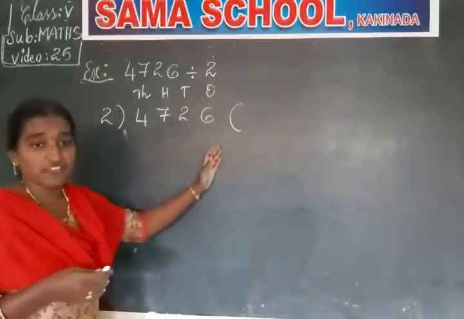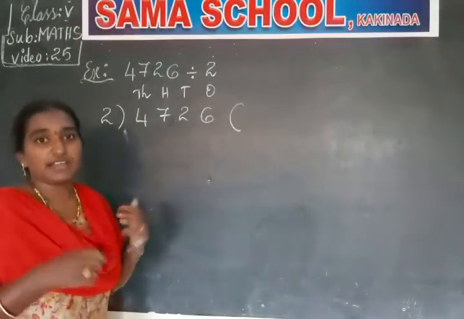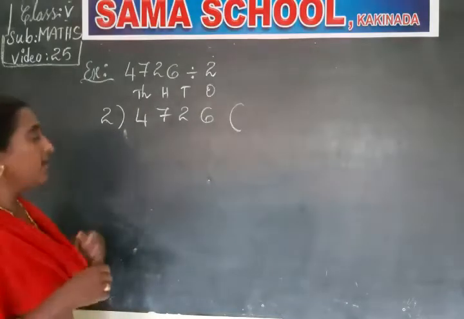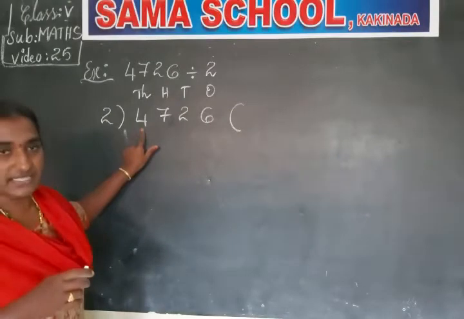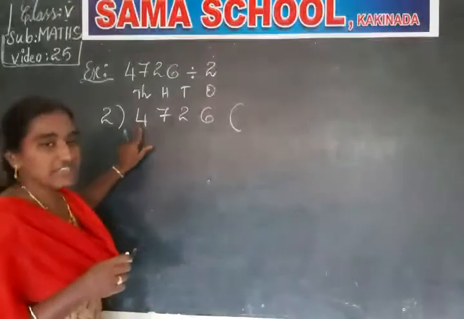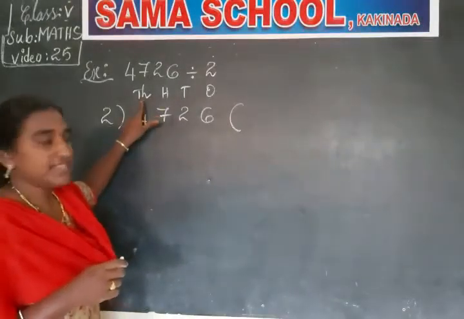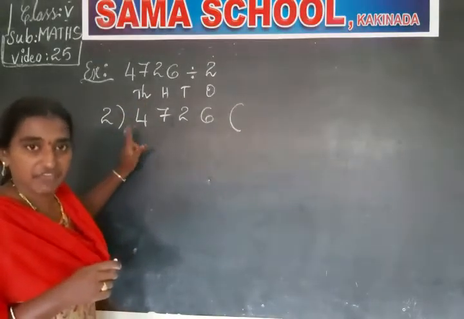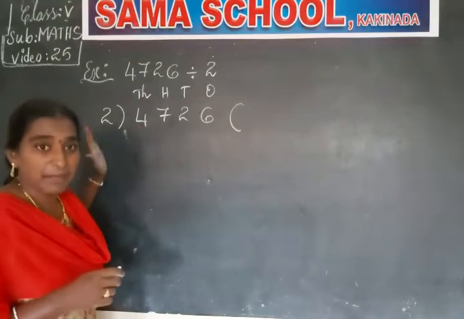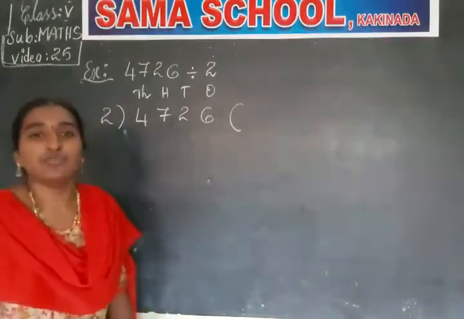In the same way, if you do a division like this, we can't get the solution. So always we have to start from the higher place value digit. Here, what is the higher place value digit? 4000. This is the higher place value, 4000. So we have to start division from the higher place value digit only, from left to right.